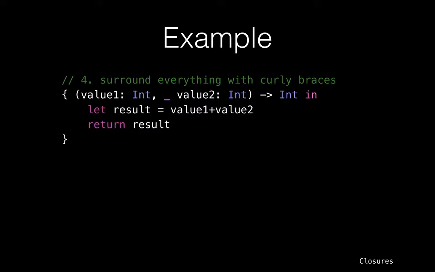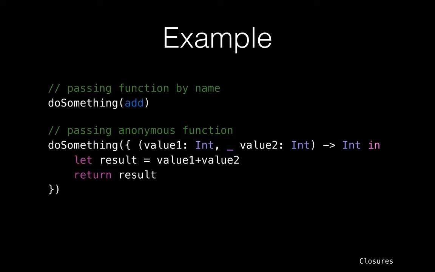And as an example of how we can now use this closure, rather than passing a function by name as we did before with the doSomething function where we were passing in the add, we can now equally pass this whole functionality as a closure. So here we have the same syntax that we are using for function passing, and it shows how to use closures to be passed into other functions as arguments.